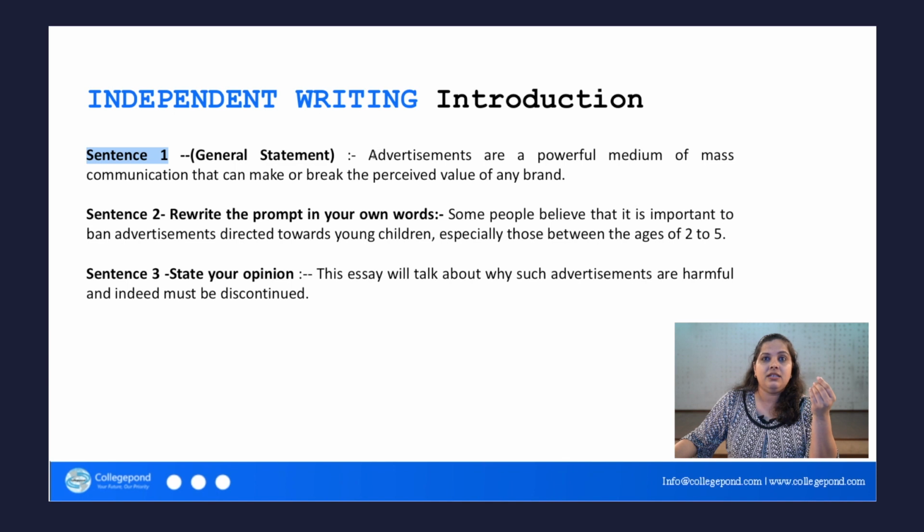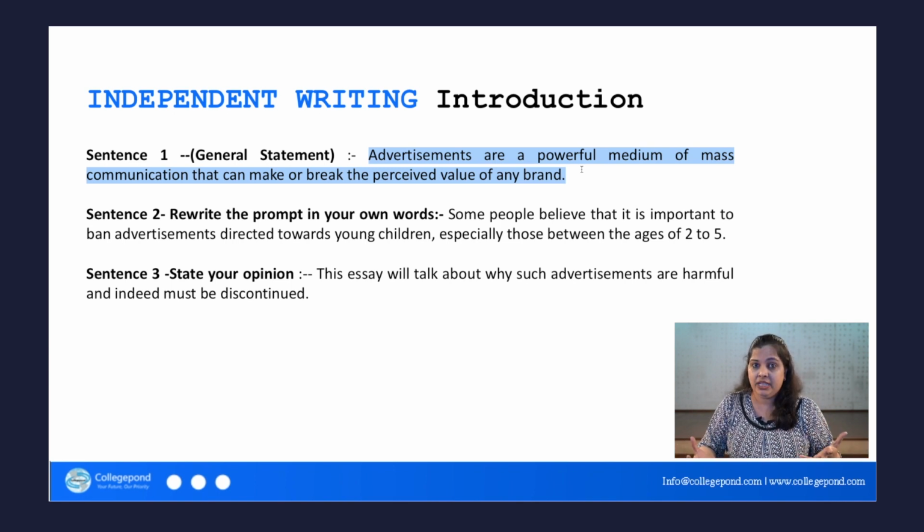So you could look at a very general statement like, advertisements are a powerful medium of mass communication that can make or break the perceived value of a brand. Now, I'm not giving my opinion anywhere in this line, right? So this general statement could work for any opinion that I choose to take. Our topic was, should very young children be shown advertisements that are targeted towards them? And this line, advertisements are a powerful medium, definitely does not give out my opinion. It does not talk about what side I plan to take. But this is just the beginning. This is a formal way of introducing the topic, which is advertisements.